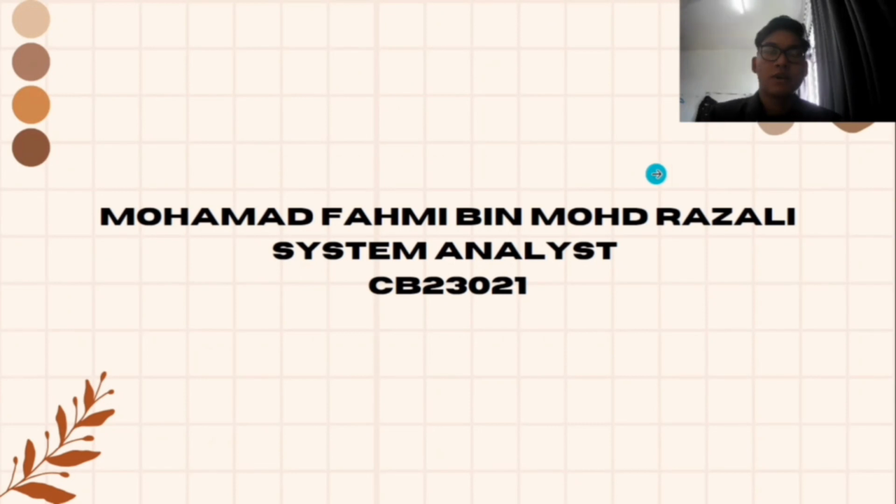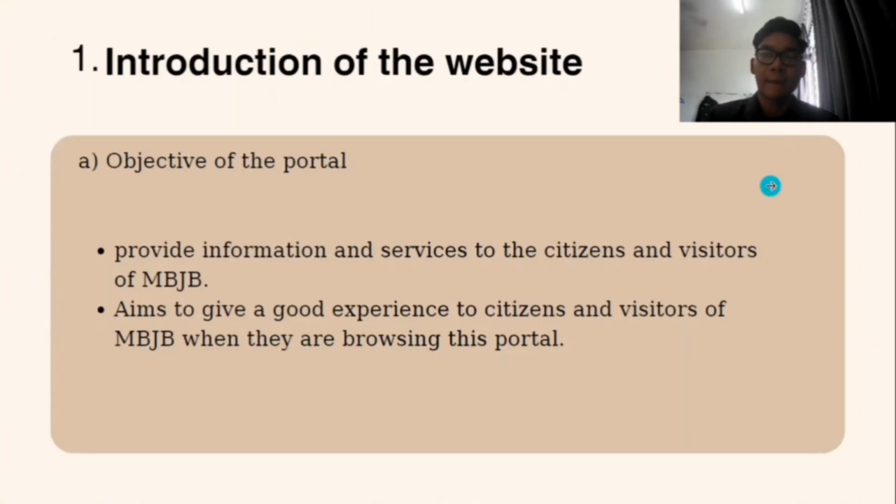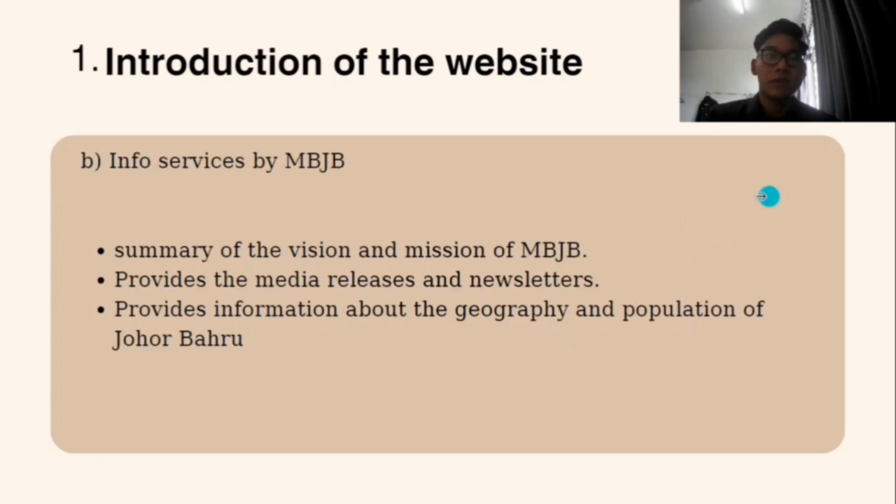Assalamualaikum. My name is Muhammad Fahmi bin Muhammad Razali. I am a system analyst. My metric number is CB23021. First question is introduction of the website. Objective of the portal: the objective of the MBJB portal is to provide information and services to the citizens and visitors of MBJB. The portal also aims to give a good experience to citizens and visitors of MBJB when they are browsing the portal.